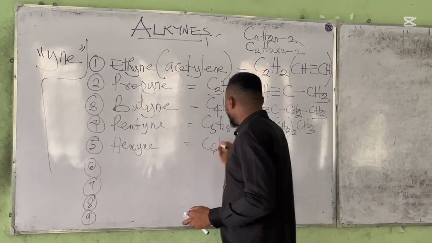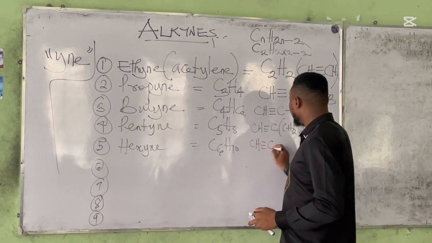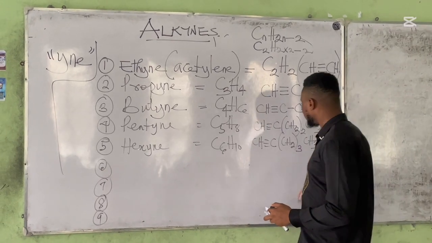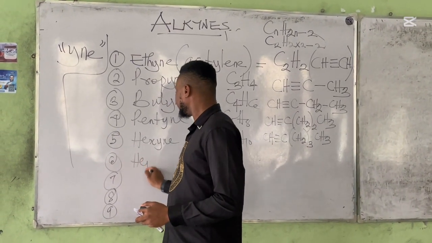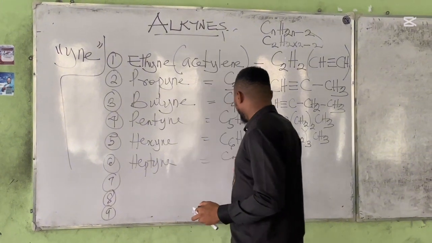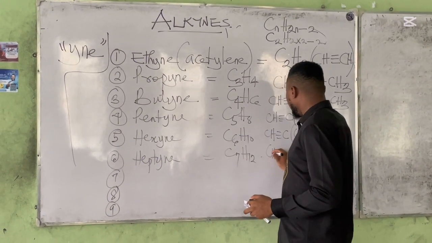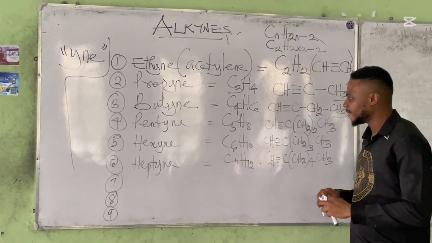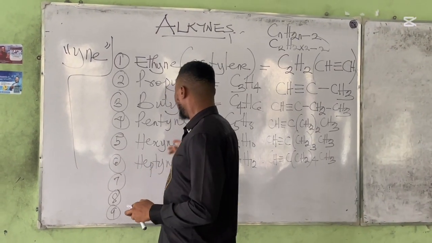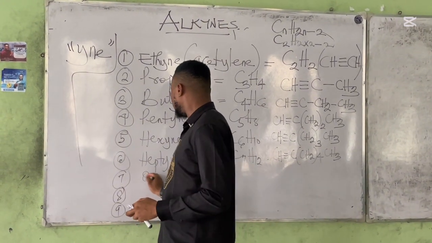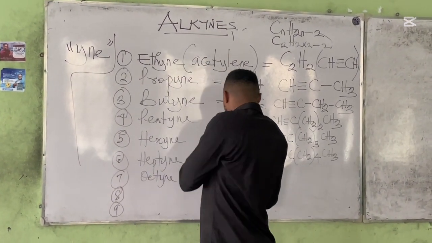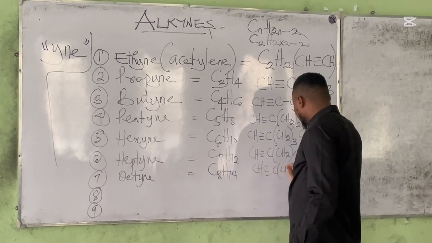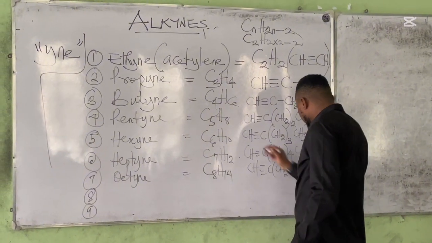Then the next one is hexyne. Hexyne is C6H10. So we have CH, triple bond, C, then CH2 with 3, then CH3. Then we have heptyne. Heptyne is C7H12. We have CH, C, CH2 with 4, CH3. Are we together? Then when we have 8 carbons, it is octyne. Octyne is C8H14. So we have CH, C, CH2 with 5, CH3.